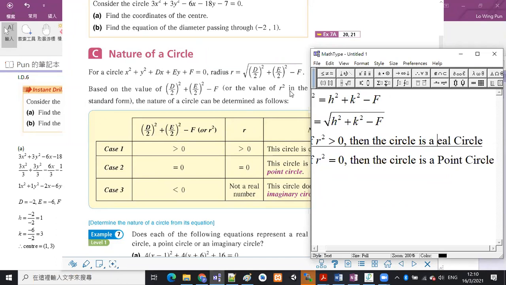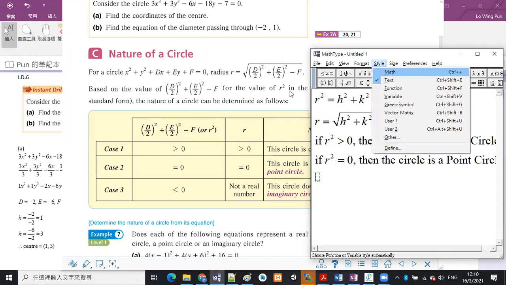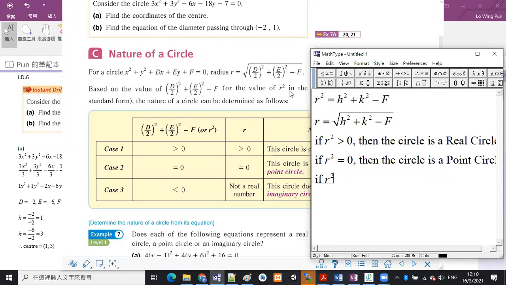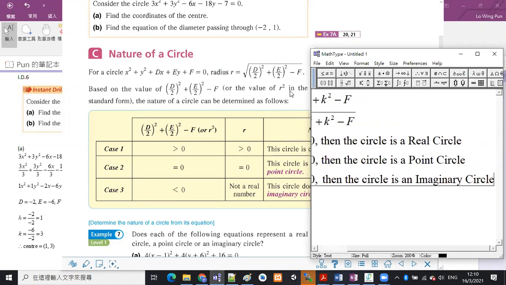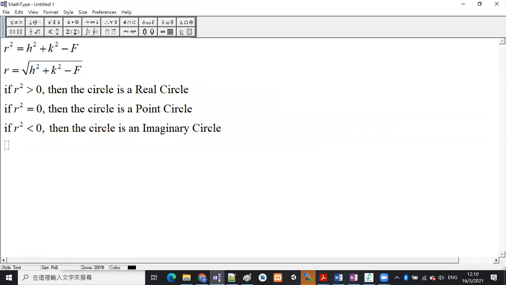Okay? 係一點嚟嘅啫，一點嘅圓形。跟住啦，if r square is less than 0, then the circle is an imaginary circle. Can you see this? So there will be 3 different cases.